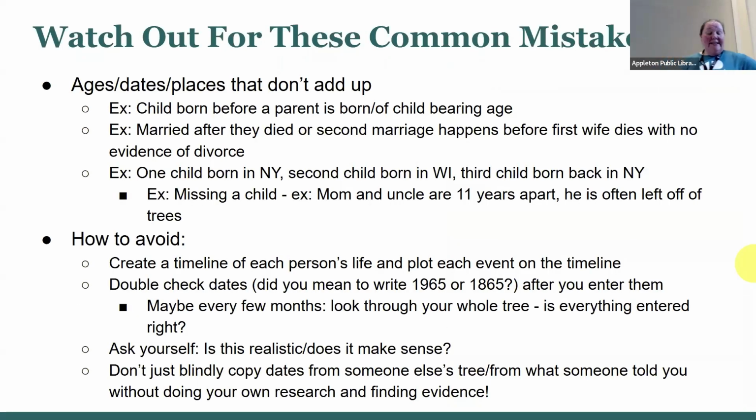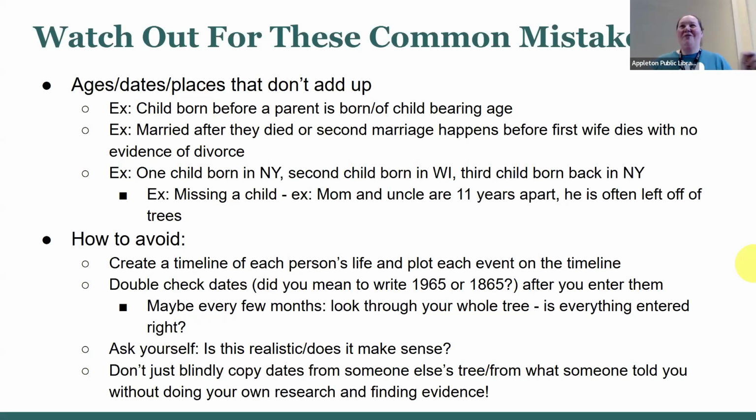There's a couple common mistakes as you start doing some genealogy research that I just want to point out. So you might find things like ages, dates, and places that just don't add up. Like you might see, oh, a child was born before a parent is born, or they're out of childbearing age, so they had the kid when they were 10 or when they were 56. Not possible. Or maybe they got married after they died, or a second marriage happens before his first wife dies, with no evidence that they got divorced.